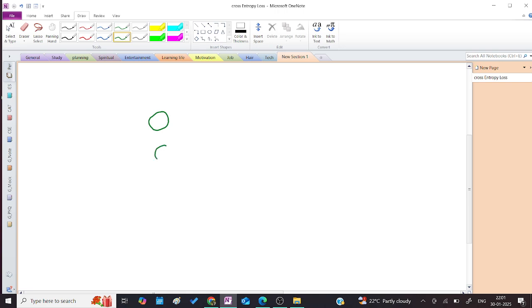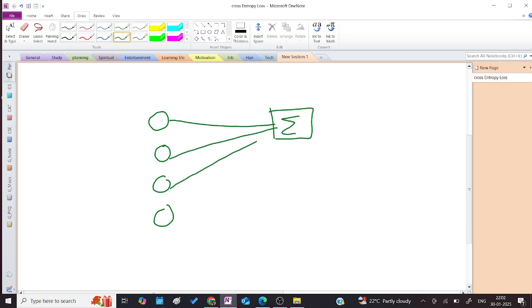So what we have said, suppose there are 4 inputs and one computational layer, right? Computational block. So what happens? These inputs are summed over and one output is generated. Based on this output we give the label as 0 or 1, right? So let's write this.